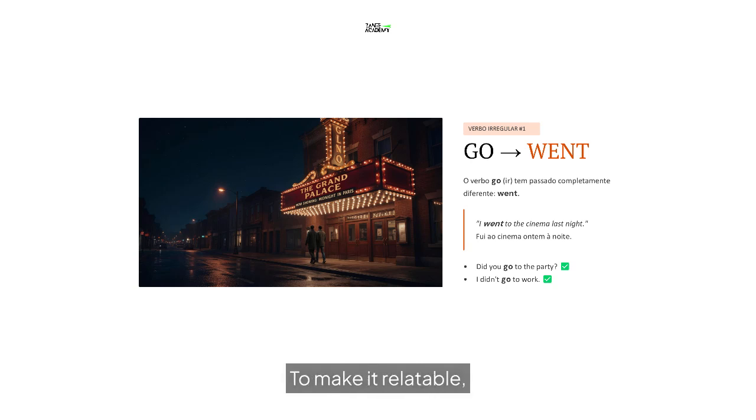To make it relatable, think of times when you've shared plans with friends. You might say, I went to the beach last weekend, or we didn't go hiking because of the rain. Each of these examples brings your past actions to life, making your conversations more engaging. As we move forward, we'll explore other irregular verbs like see, which changes to saw, and eat, which becomes ate.